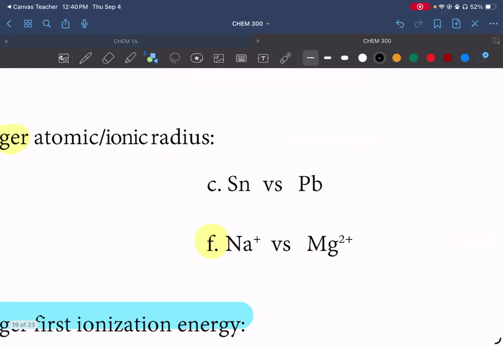And then finally, in the case of F, we're comparing two ions, sodium plus and Mg2 plus. Technically, neither one is neutral. So what's our big rule of thumb? The more positively charged, the smaller. So Mg2 plus is designated to be smaller. So we expect Na plus to be our answer, that it's larger.